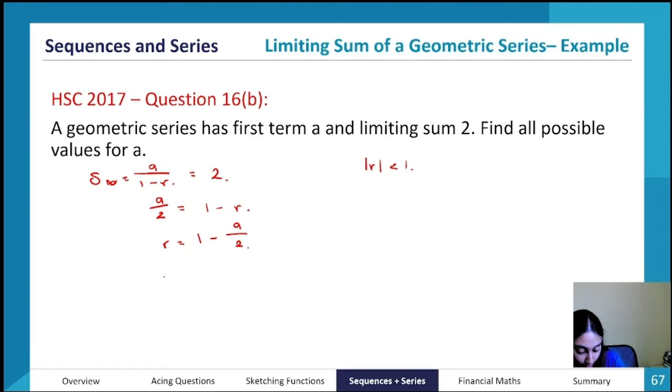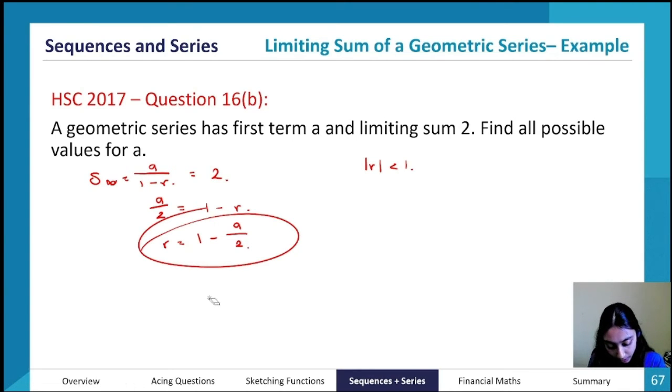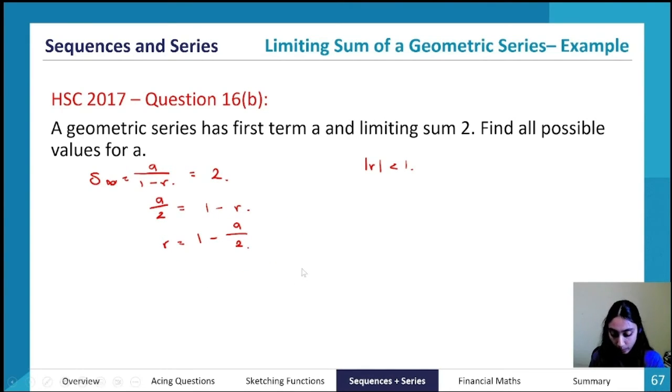I'm not sure if that's just the final answer or not. I'll need to check actually because I don't think I've done this question myself. I think this could possibly be an answer, but there could possibly be more work into it. So I'll get back to it at the end if I get enough time.